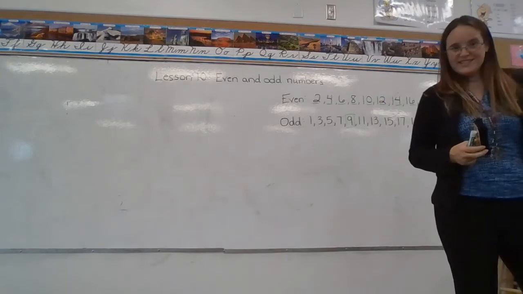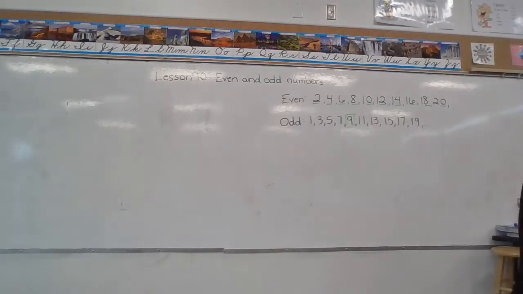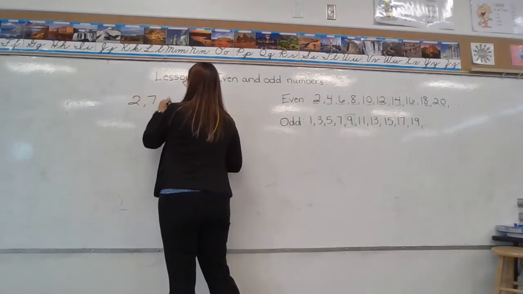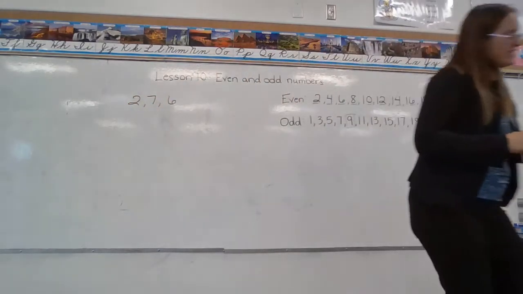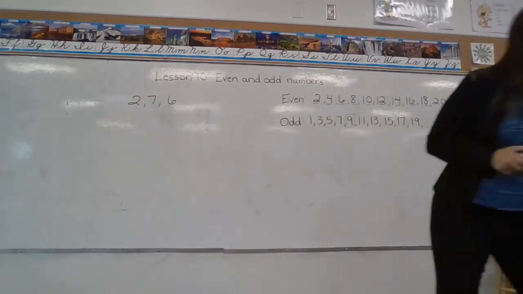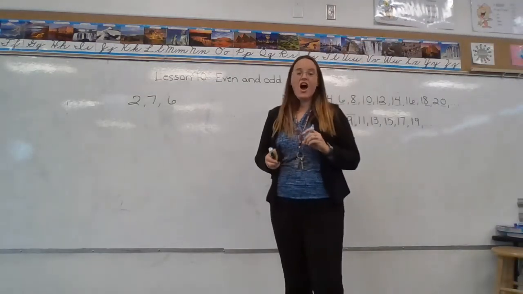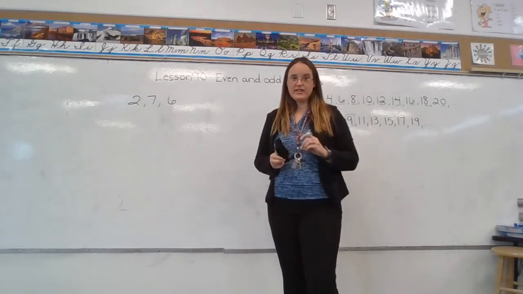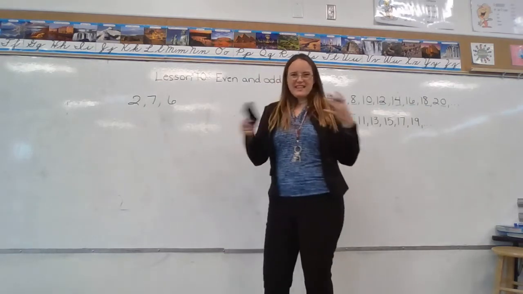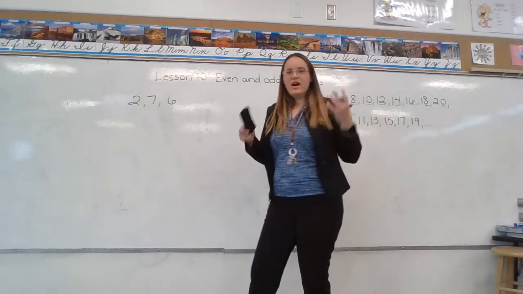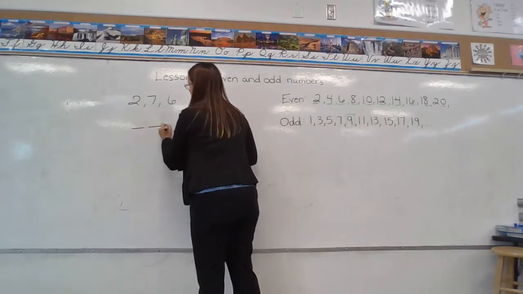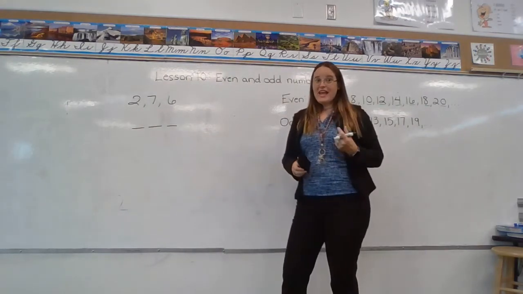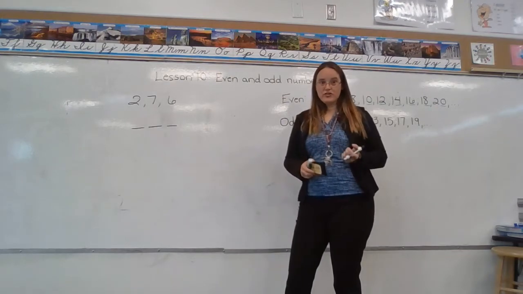Okay, so the next example tries to trick us a little bit. So it says use the digits 2, 7, and 6. We're using those digits to write a 3-digit odd number that is greater than 500. So when I get something like that, it's kind of like I'm solving a riddle. I know that it has to be 3 digits. So that tells me I'm going to use each of those digits. I know that it has to be greater than 500.